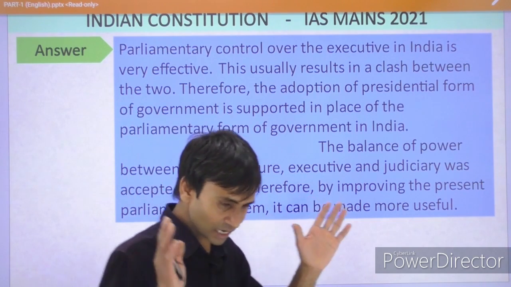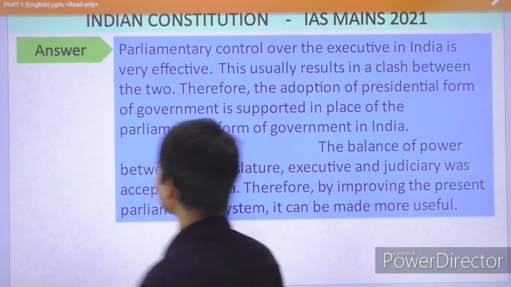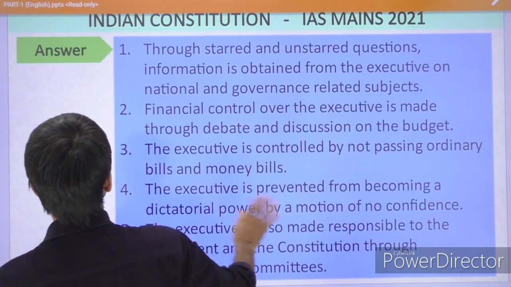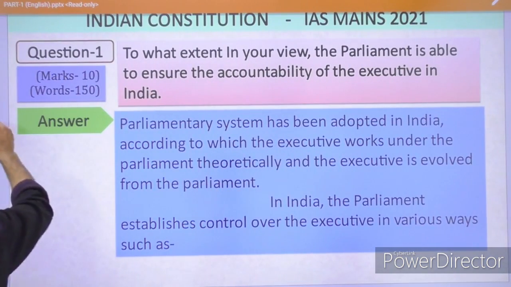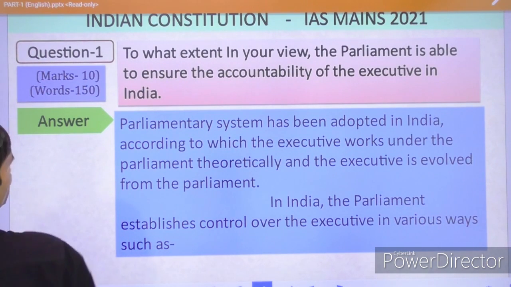Okay, so this is the answer of the student. Now we have to evaluate this, and see how many marks this answer and the candidate may obtain.